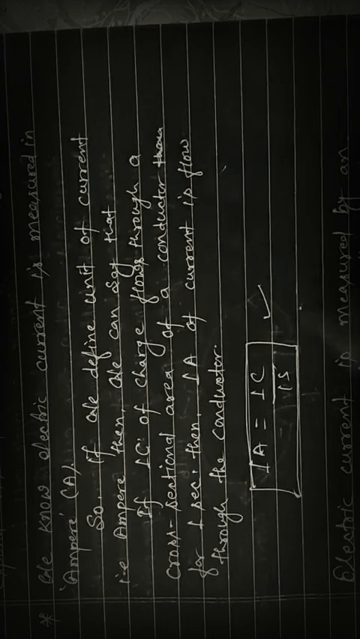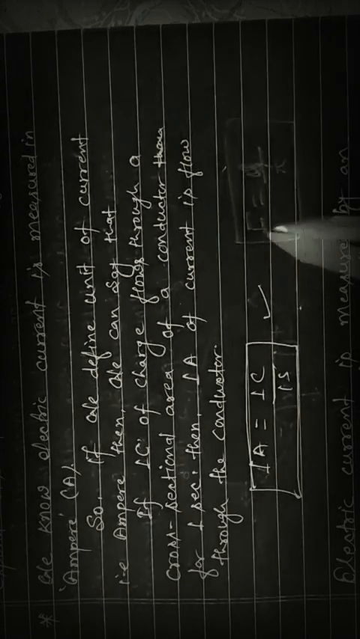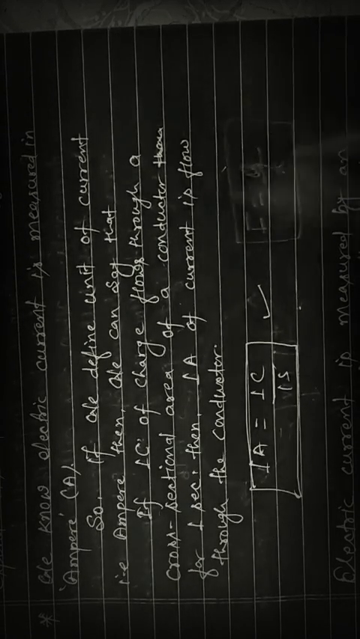Understood? Now we know that electric current is measured in ampere. If we define the unit of current, ampere, then we can say that if 1 coulomb of charge flows through the cross-section area of a conductor in 1 second, then 1 ampere of current flows through the conductor. So 1 ampere equals 1 coulomb by 1 second. Yesterday I told you in my previous video that I equals Q by T. So from this relation you can define it also. So 1 ampere will be 1 coulomb by 1 second.